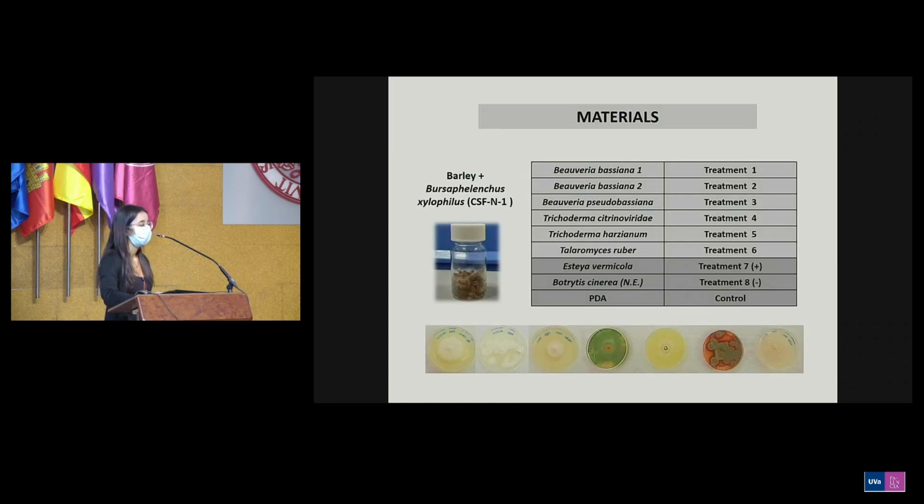Okay. Regarding the material, we use the strain CSFN1 of the nematode, grown on these vials with barley. Then we have 6 different treatments that were tested, 3 Beauveria species, 2 Trichoderma species, and Talaromyces ruber. We have 2 other treatments that we use as indicators of null and high growth, respectively, that were Esteya vermicola and Botrytis cinerea, and a control with the culture media that was PDA.